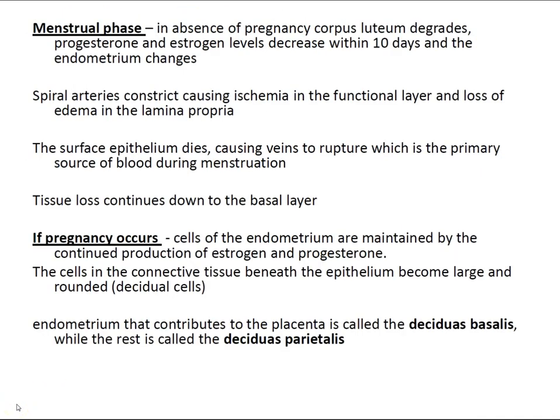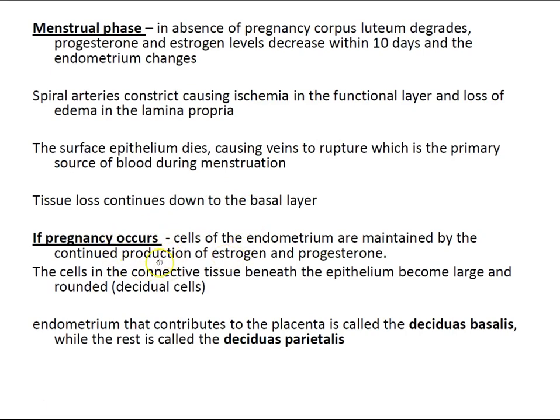Now, let's look at the changes during the menstrual phase. In the absence of pregnancy, the corpus luteum degrades, resulting in a decrease in the levels of progesterone and estrogen. The menstrual phase results from this decrease in estrogen and progesterone. The spiral arteries constrict or close off, causing ischemia in the functional layer of the endometrium and the loss of edema in the lamina propria layer. Because of this, the surface epithelium dies, causing rupture in the veins, and that's the primary source of blood during menstruation. Now, the tissue loss continues and only the basal layer remains.